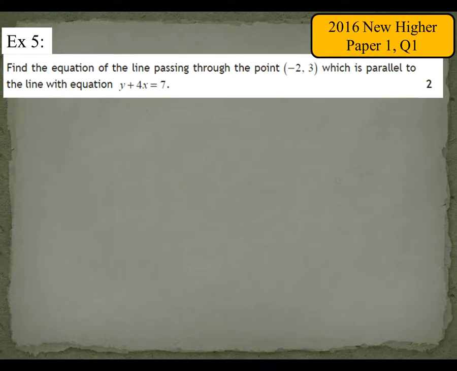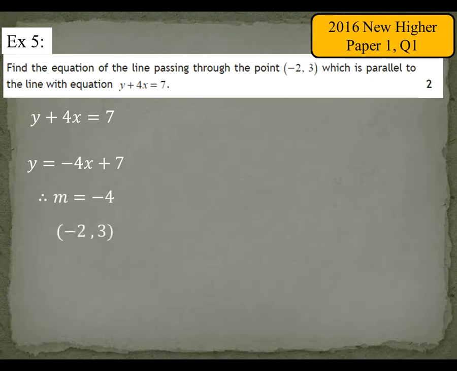Example 5 is taken from the 2016 Higher paper, question 1. So it's a straight line equation that's not in its standard form and is parallel to the line with equation y plus 4x equals 7. So using the rearrangement technique, we get the same gradient, because we're going to use the fact that it's parallel. Again, the fact that it's 2 marks and the fact I mentioned parallel are the kind of key trigger phrases that give me an idea. This is quite a straightforward question.